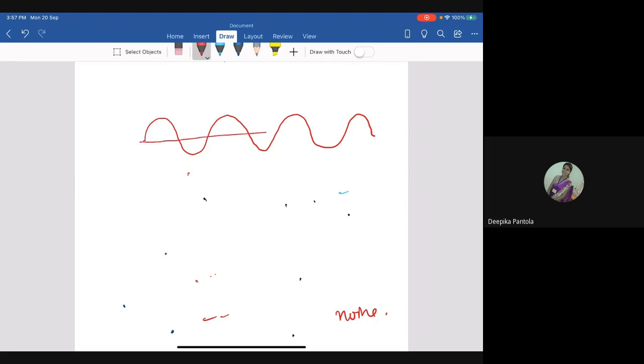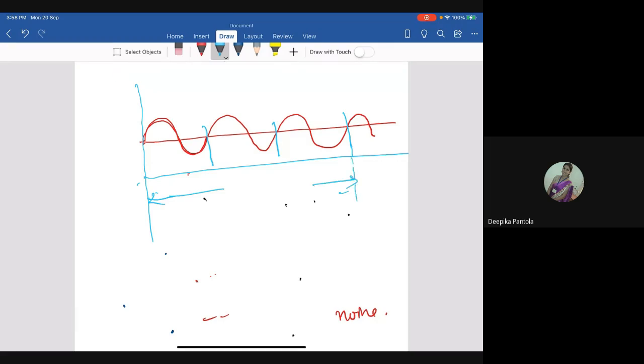Let me put the axis. You know this is how we calculate a cycle. This is one cycle from here to here, right? Then another cycle starts from here to here, and from here to here is one more cycle. Let's say I give a timeline here: from this time to this time is 3 seconds, right?